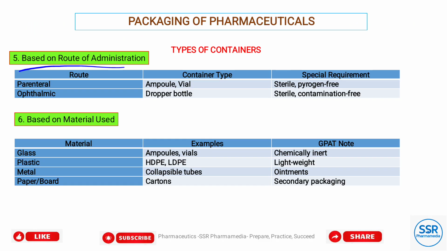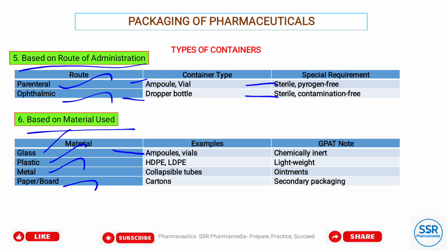So next is based on the route of administration: container for parenteral route and ophthalmic route. Parenteral route is ampules and vials. Ophthalmic is droppers, bottles. And it's sterile and pyrogen free. This is also sterile and contamination free. And next, the sixth type, based on the material used: glass, plastic, metal, paper.